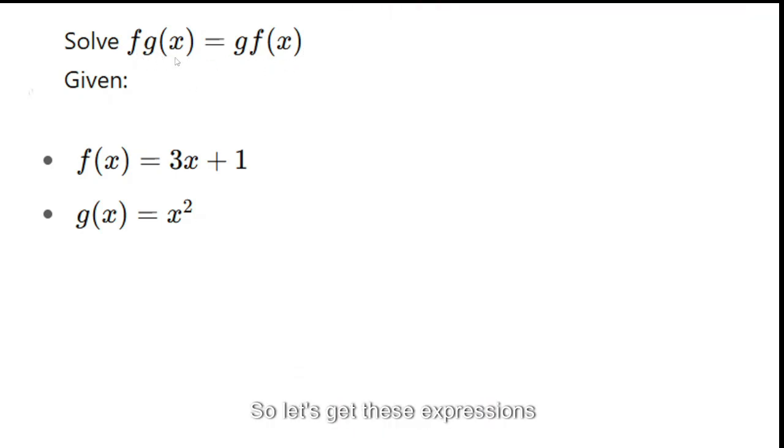Right. So let's get these expressions. Now, fg of x. What I need to do is get g of x, which is x squared, and feed it to f, which is this one here. So whatever you put here will go here. So I know this one here is 3x squared add 1.